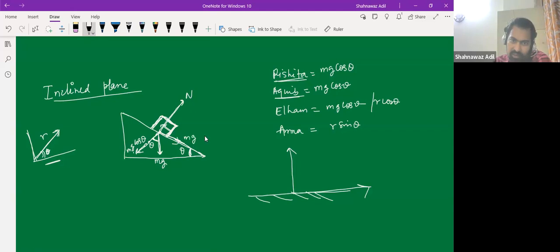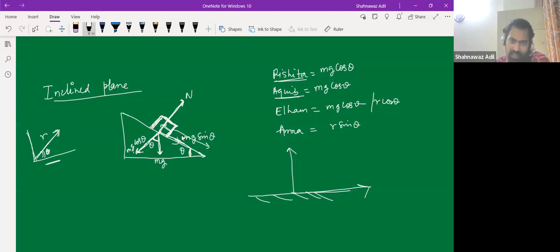mg sine theta, right? So does this object move upward or downward in the vertical direction? Downward. No, no. Vertical or downward meaning in this direction. In this direction, is this object moving? Sideways, sir. Sideways it is moving, right? On this surface it is moving. Yes, sir. So it is sliding in this direction, in the horizontal direction, right?